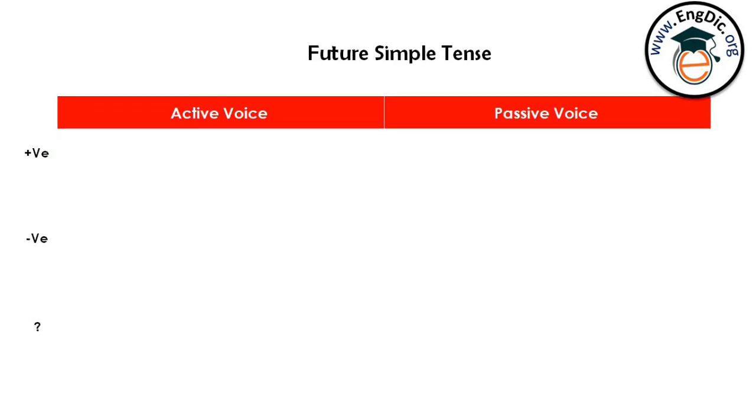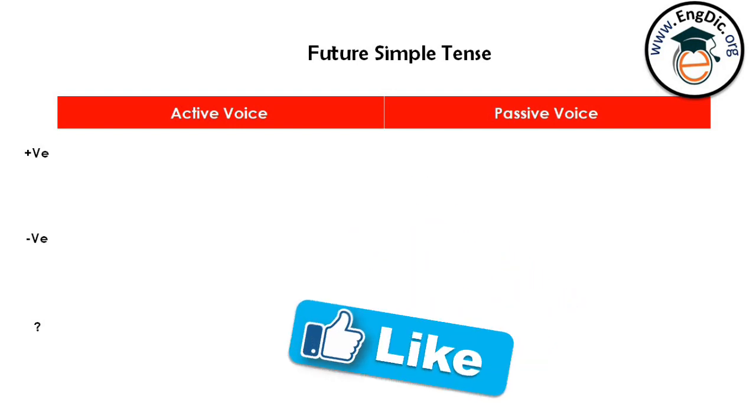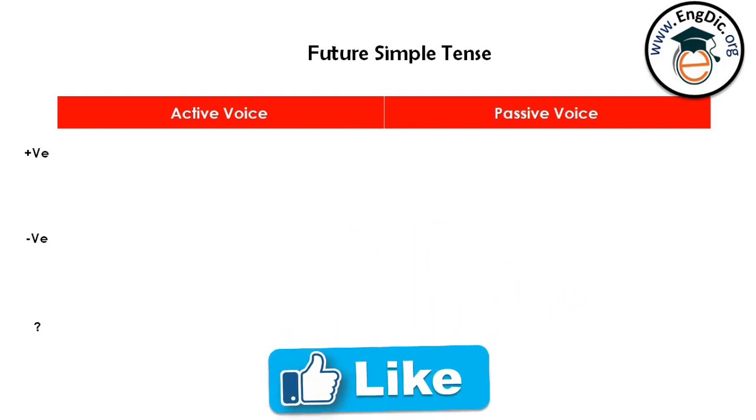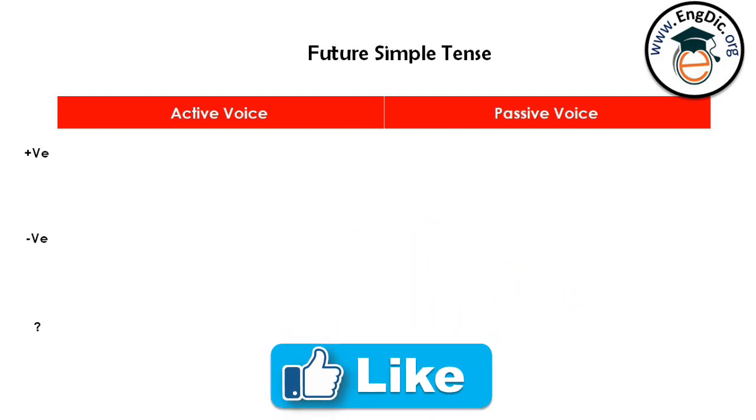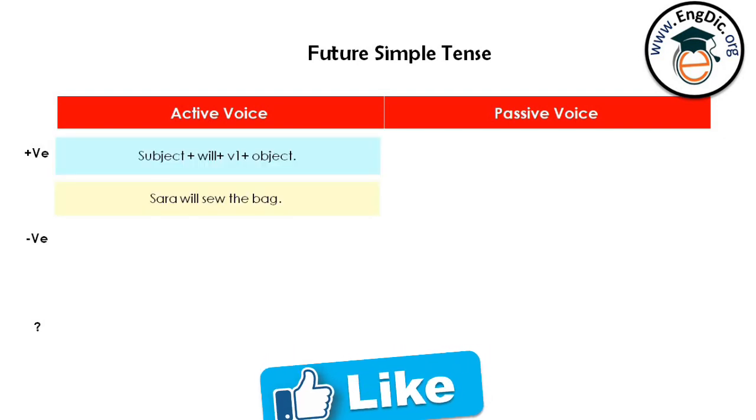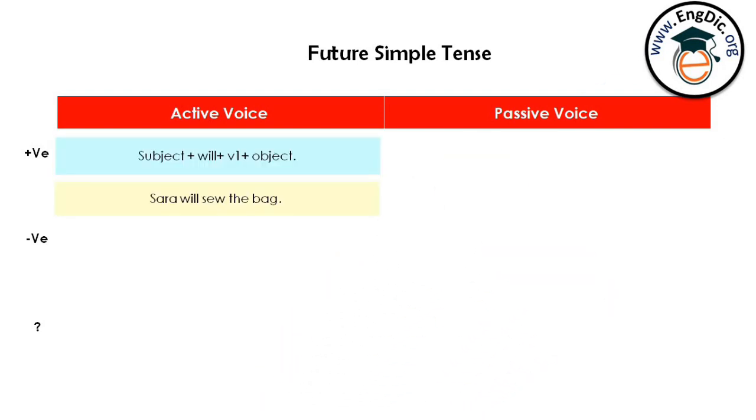Now moving towards the future tenses. First of all, starting from future simple tense. In simple or positive sentences, the active voice has the following formation. We have to put the subject and then will, and then first form of verb, and then the object.